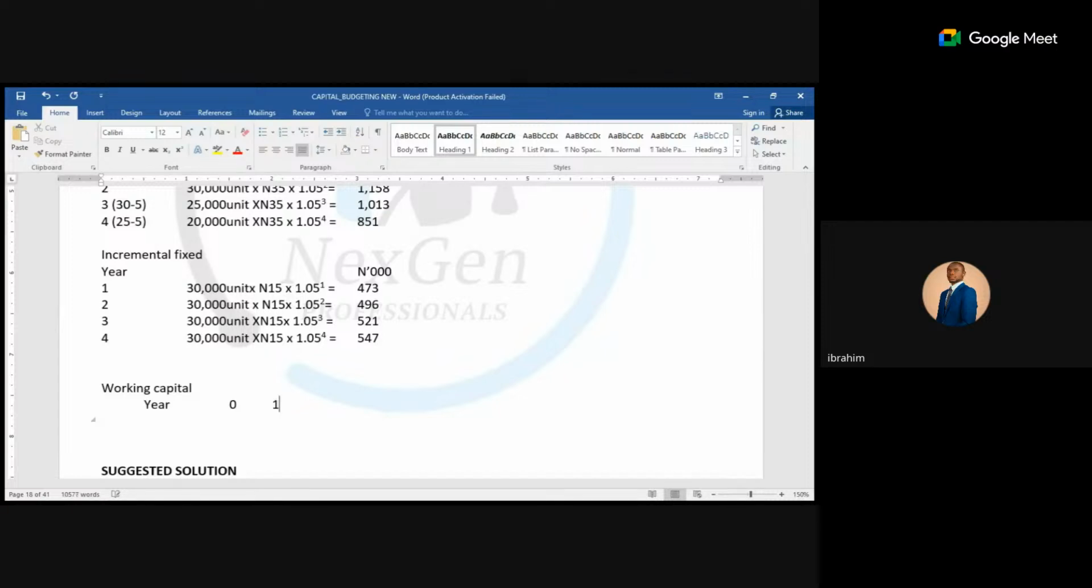So 1, 2, 3, 4. It's for four years, and the last year is the other part, right? Let's do it one after the other. We said working capital is how many percent? It's 10% of sales, of revenue.